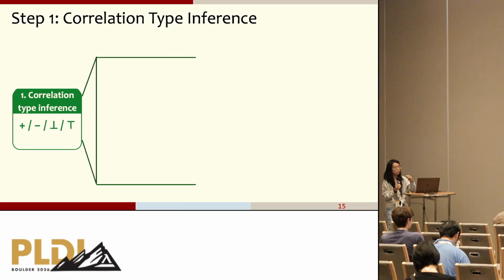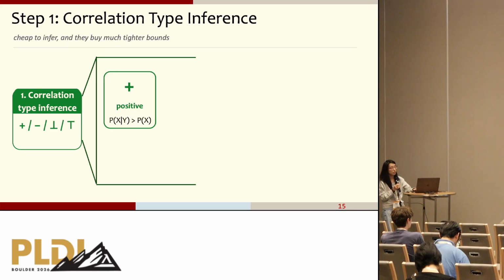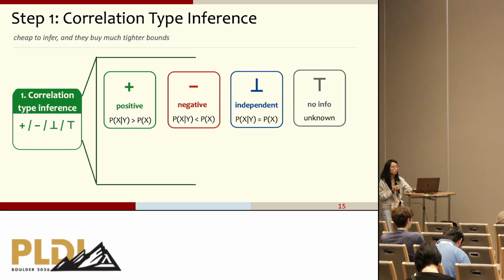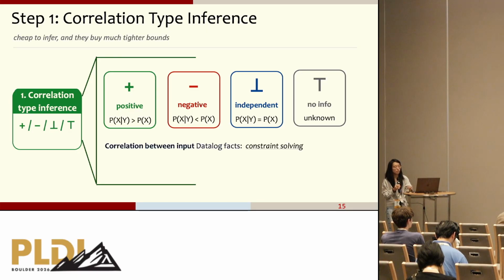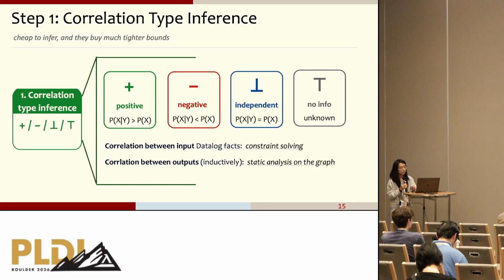So let's start with step 1, correlation type inference. This step is mainly trying to infer the correlation between a pair of facts through a very cheap inference. Two facts can be positively correlated, negatively correlated, independent, or unknown. Here, we don't really need the exact value of this correlation. Only the sign or polarity of the correlation would buy us enough benefits for generating tighter bounds. For the correlation between input facts, we resolve that through constraint solving. For the derived facts, like outputs, we conduct some static analysis over the derivation graph to address them.